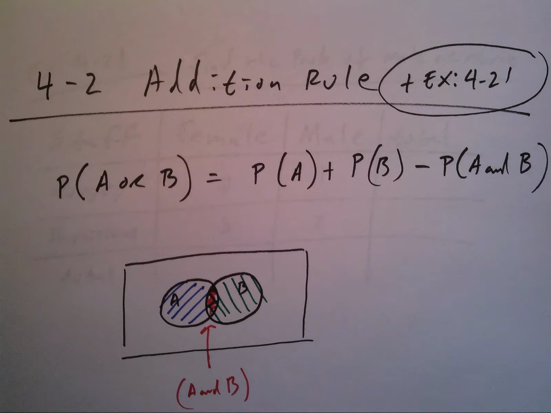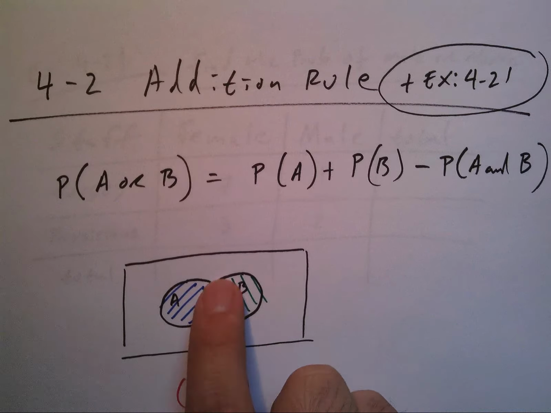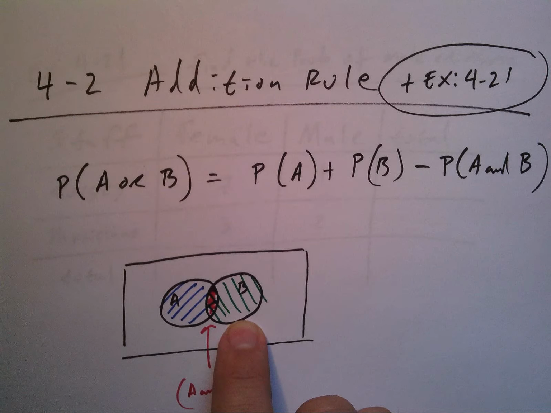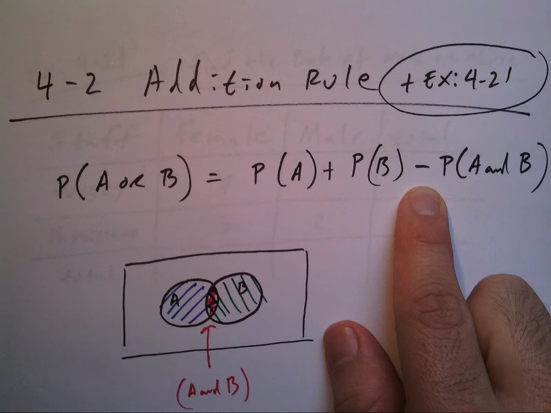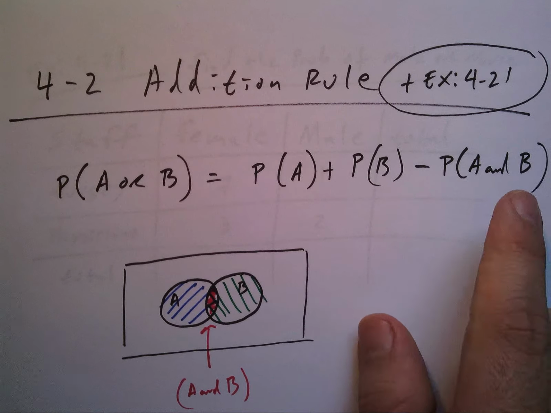Then I notice I just shaded the red part twice. I shaded it once for A and I shaded it once for B. So now what I need to do is subtract off the double count. The double count was the red area. Remember, I started with that area being A and B. And so because I counted it twice, I'm going to subtract it off once.